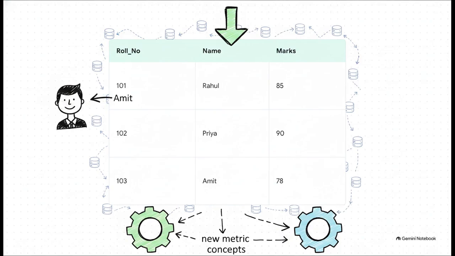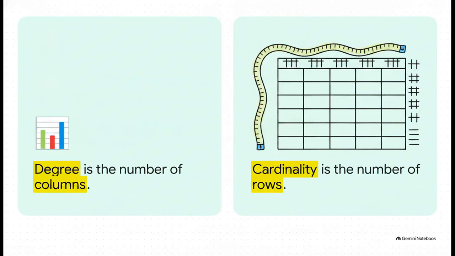Take a quick look at this slightly expanded student table. We've swapped out class for marks, and we've added a brand new student named Amit. Let's see how this table actually measures up. Here are the metrics you need. The degree of a relation is simply the number of attributes, or columns, in the table. On the other hand, the cardinality of a relation counts the number of tuples, or rows, in the table.